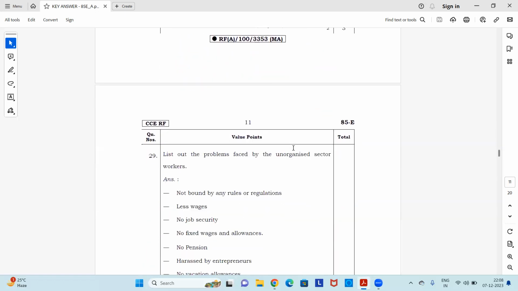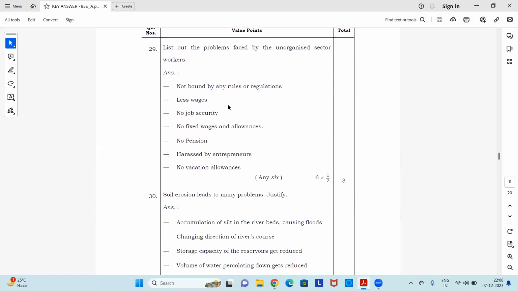Next question is, list out the problems faced by the unorganized sector of workers. Answer: It's not bound by any rules or regulations. Less wages, no job security, no fixed wages and allowances, no pension, harassed by entrepreneurs, no vacation allowances. Out of this, any 6 points, you can take and elaborate. I'm repeating the same thing so that you write the entire sentence. These are just the key points which are being given, so it's easy for you to remember.